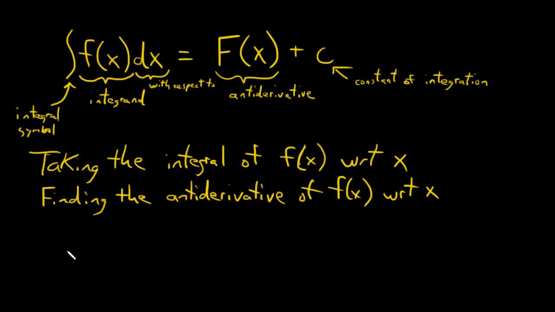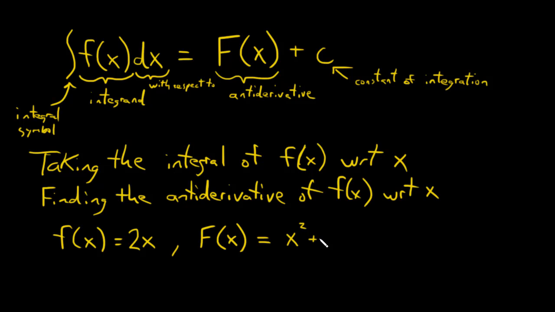Let's say that f of x equals 2x. Okay? What was the function that I differentiated in order to get 2x? Exactly. x squared plus c. If I differentiate x squared, I get 2x. I differentiate c, I get 0. So the c encompasses all constants. So that's all I need.